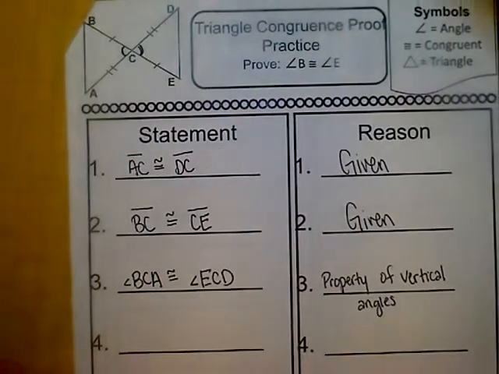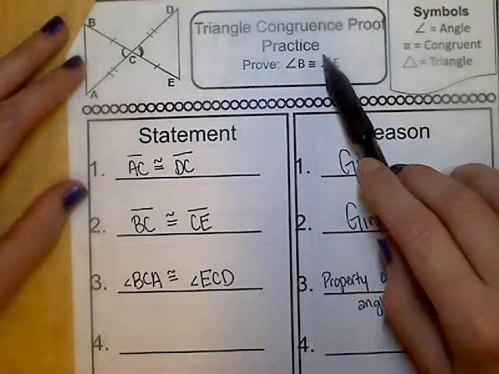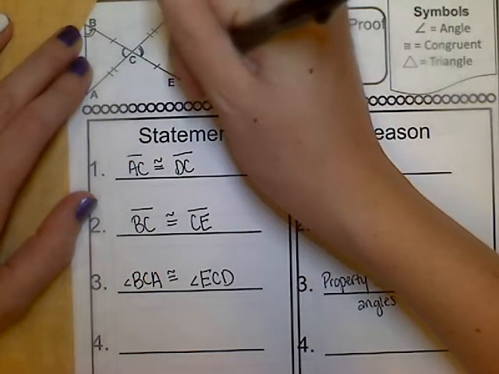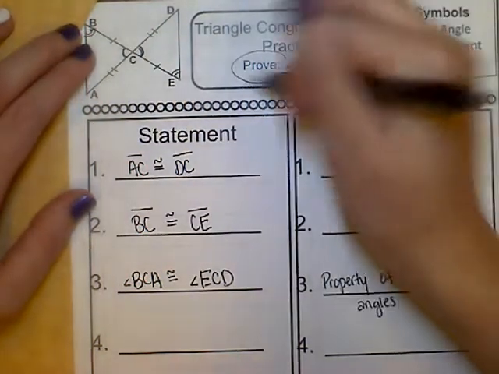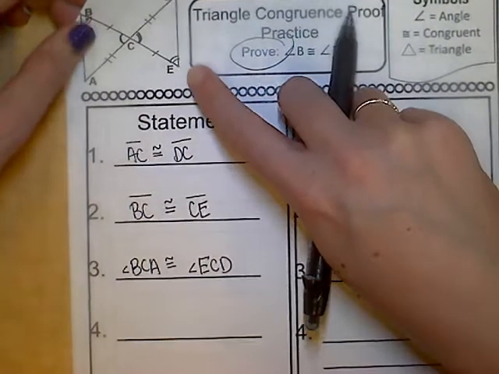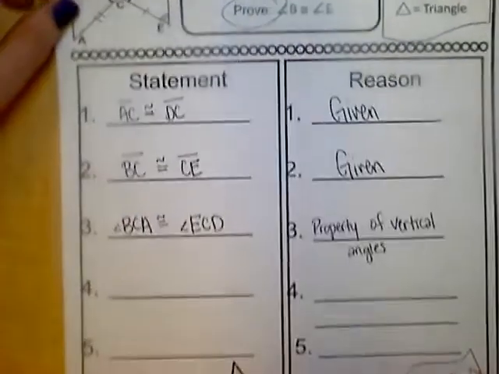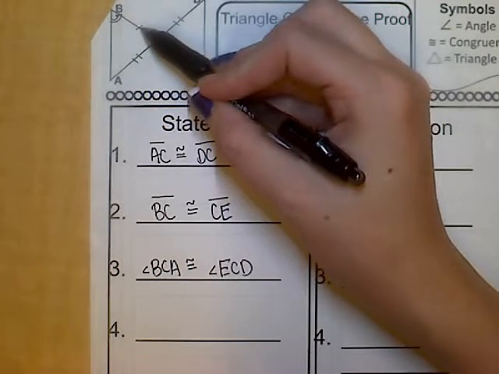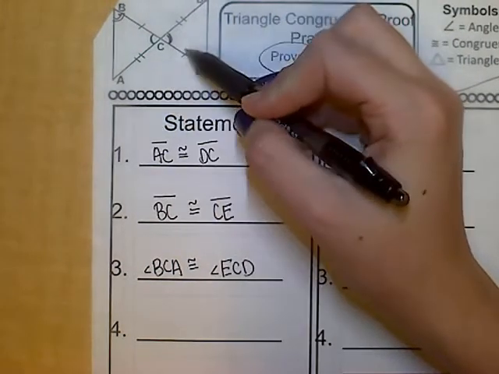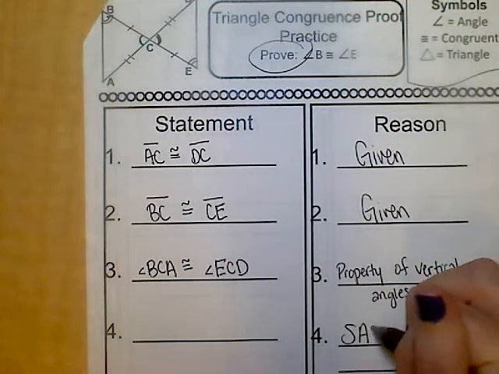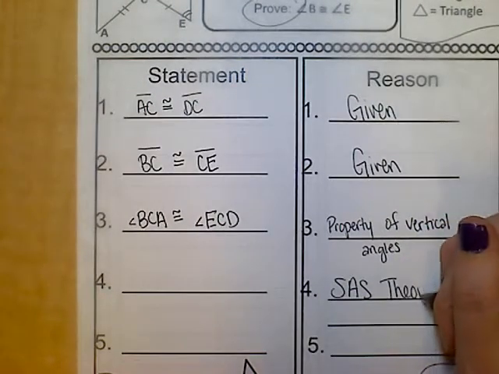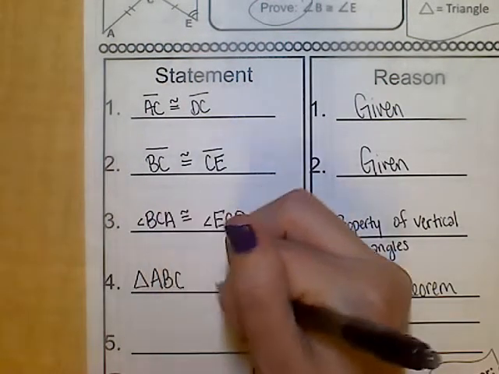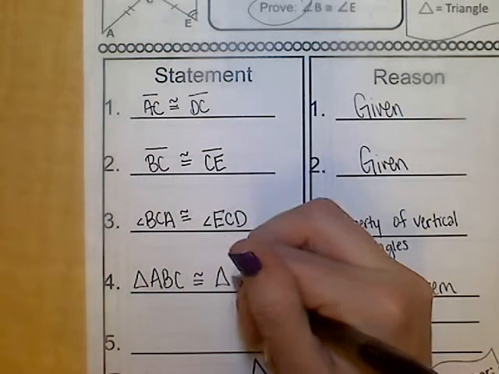Now the rest of this, it's asking us to prove that angle B is congruent to angle E. I want to know if this angle is congruent to this angle. That's what I'm trying to prove. Well, I don't know that unless I know that my triangles are congruent. So that's going to be my next step. I know that these two triangles are congruent because of side, angle, side. So I'm going to write that down. Side, angle, side theorem proves that my triangle ABC is congruent to triangle DEF.